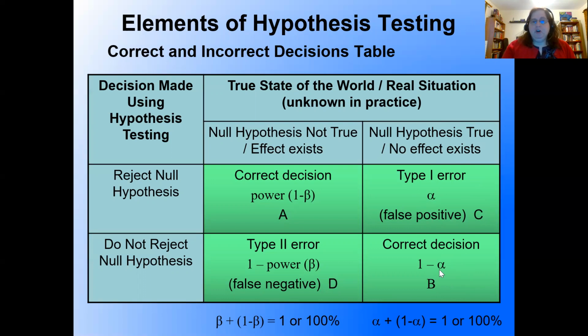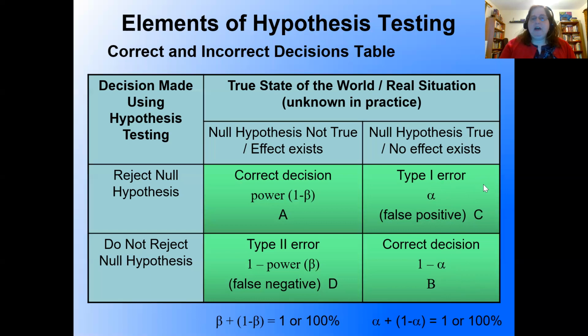This happens 1 minus alpha percent of the time. And if you remember, we choose alpha. We typically choose alpha to not be any greater than 5%. So we hope that we make correct decisions at least 95% of the time when it comes to a null hypothesis being true.